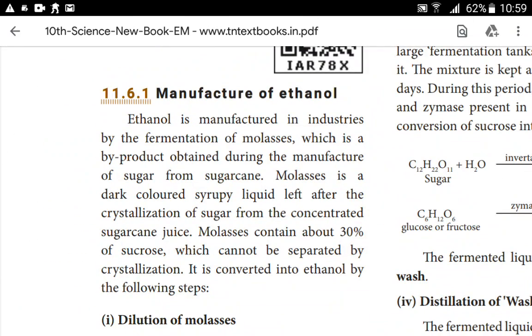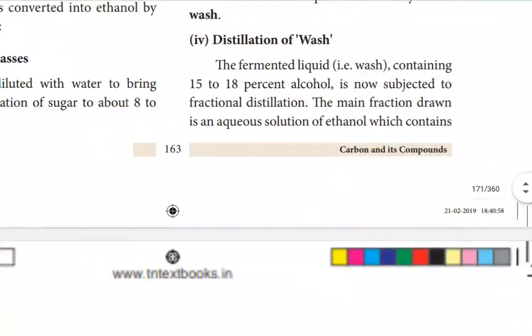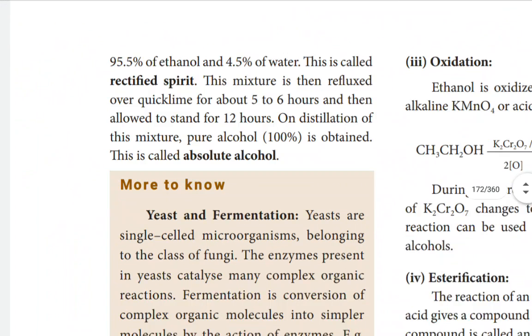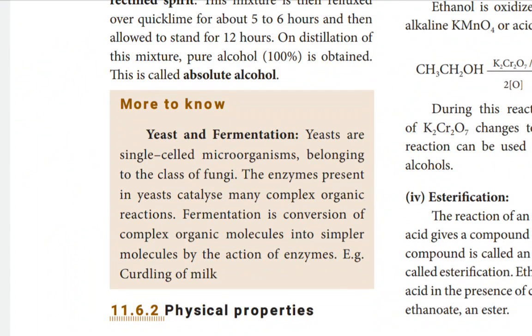The question will be asked, sometimes like this: what is fermentation? Explain the manufacture of ethanol from sugar molasses, or explain the manufacture of ethanol. So you have to start right from the manufacture of ethanol and cover all four steps up to absolute alcohol. And separately sometimes it is asked: what is yeast, what are the enzymes present in yeast, what is called fermentation.